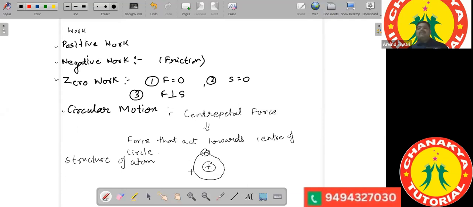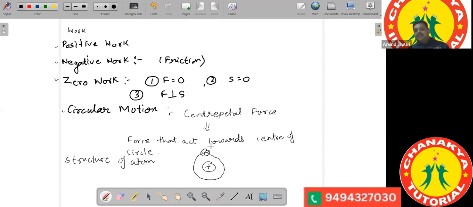they must require some centripetal force. That centripetal force is provided by the electrostatic forces of attraction between the nucleus and the electron. Here we can say that the nucleus is holding the electrons with the electrostatic forces of attraction, right? So centripetal forces can be provided by various means.